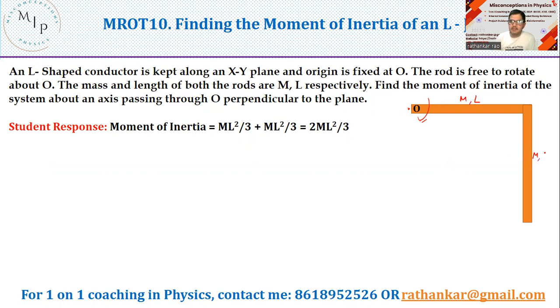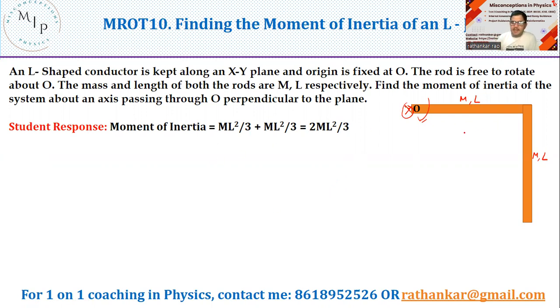Find the moment of inertia of the system about an axis passing through O perpendicular to the plane. So this is the axis. I will write this as a cross with a circle. What do you mean by that? Which means that the axis is perpendicular to the plane. Okay. Now let us begin.